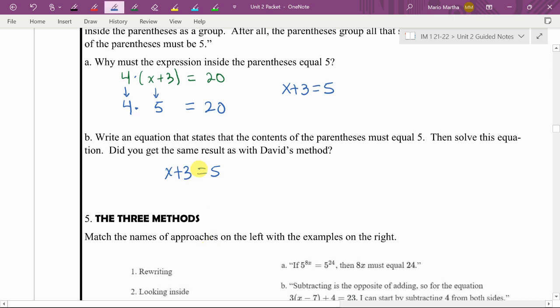Again, this is a quick step. You can still do looking inside here as well, because you can just say what number plus 3 is equal to 5. So we know that number is equal to 2. And then again, subtract 3 from both sides. 5 minus 3 does equal 2. And then again, did we get the same results as David and Juan? Yes, we got the same results as the other two.